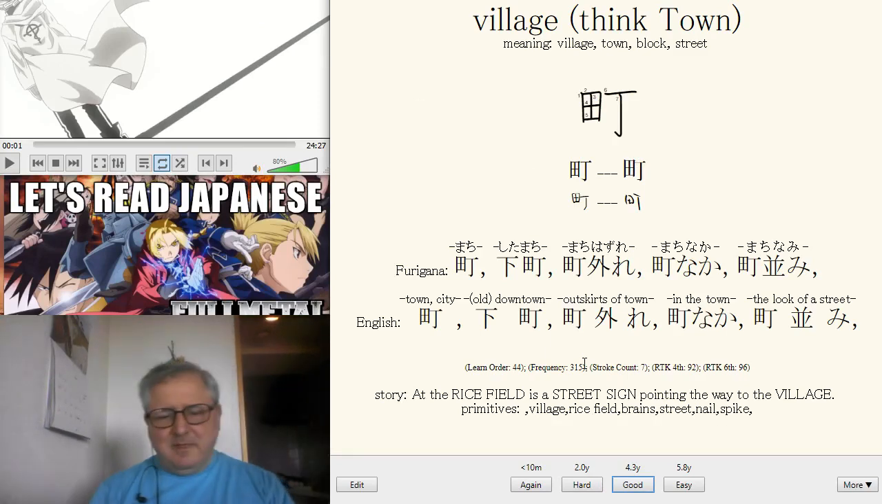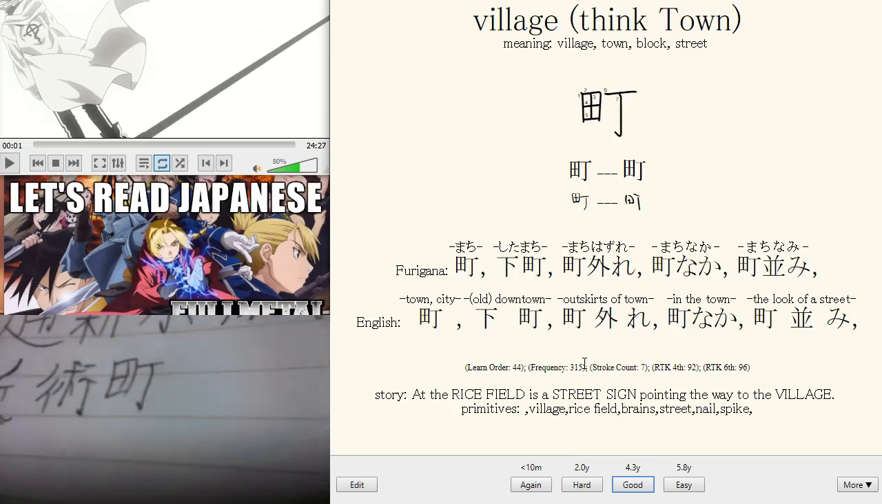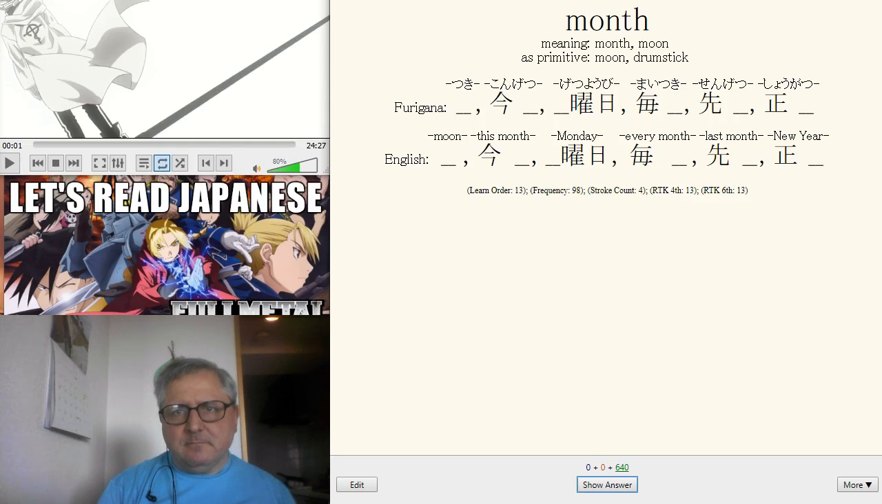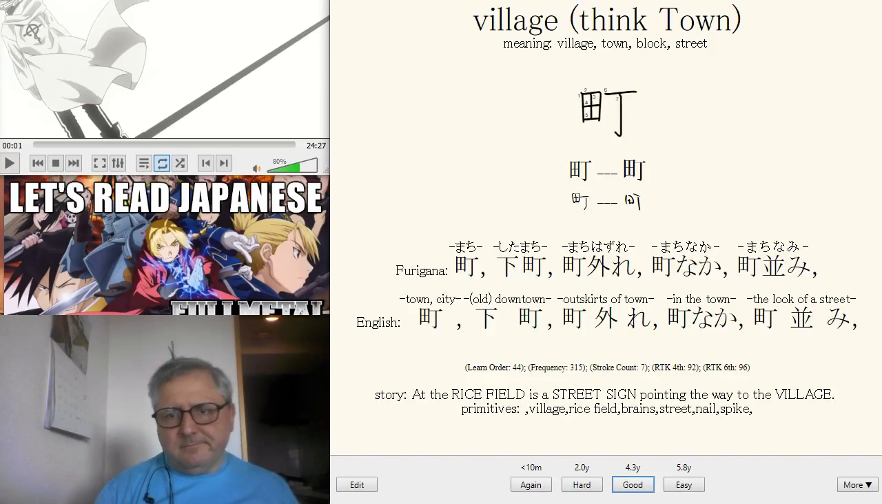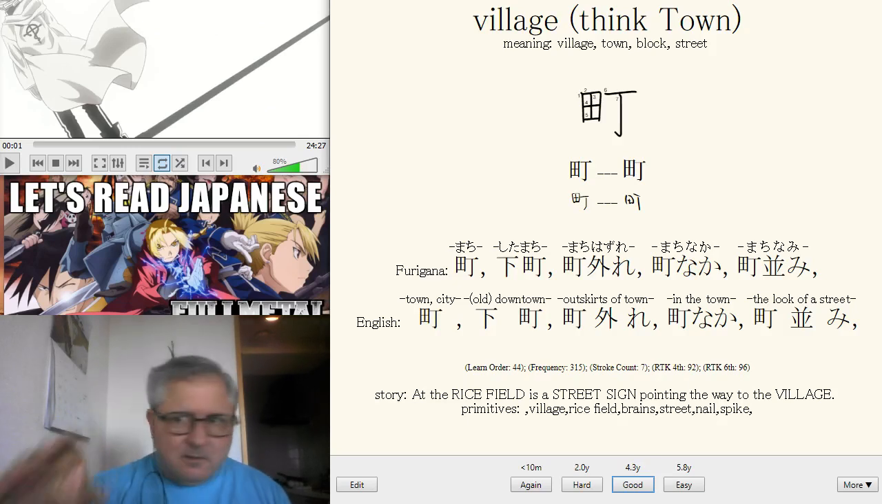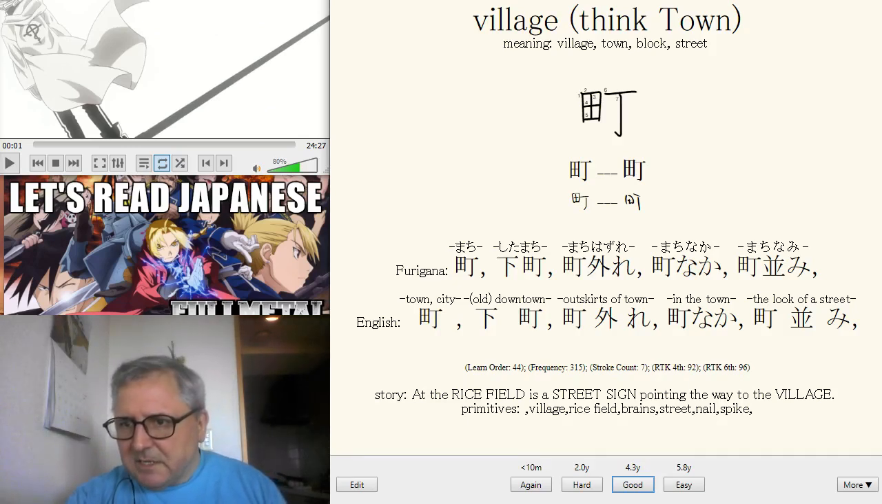Sorry, that's one major complaint with Hazek, is that for some reason he decided to let me go back. Machi, Shitamachi, downtown. Machi Hazure, outskirts of town. Okay, Machi Hazure. Machinaka, that's throughout town. Yeah, in the town. Machinami, the look of a street.